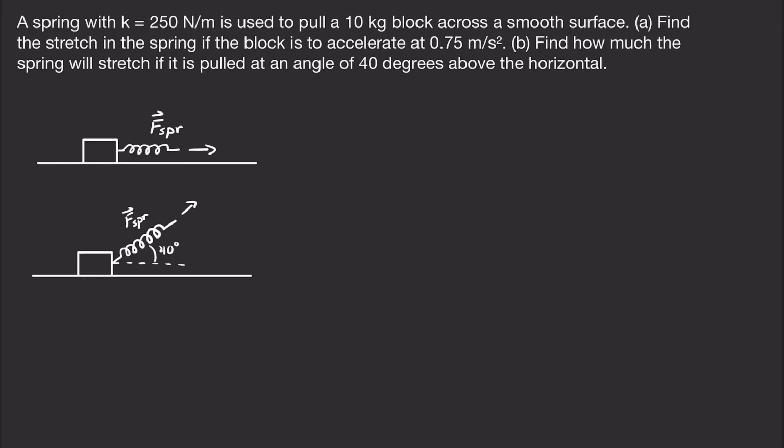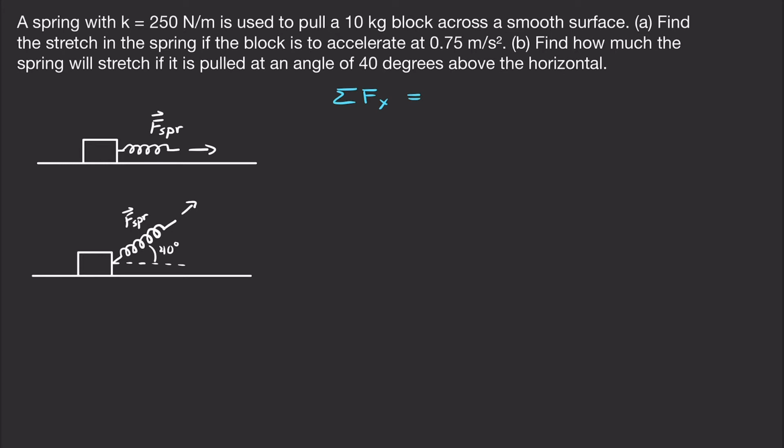So in the last problem, we have a spring with a spring constant K of 250 newtons per meter, and it is used to pull a 10 kilogram block across a smooth surface. We want to find the stretch in the spring if the block is to accelerate at 0.75 meters per second squared, and then we want to find how much the spring will stretch if it's pulled at an angle 40 degrees above the horizontal. So in this case, we want to sum the forces in the x direction.